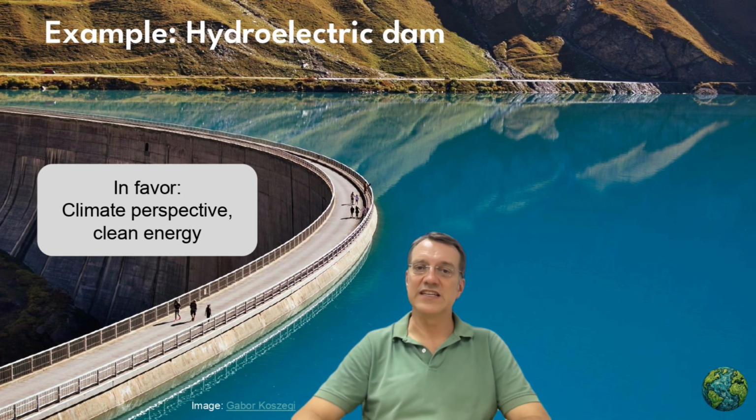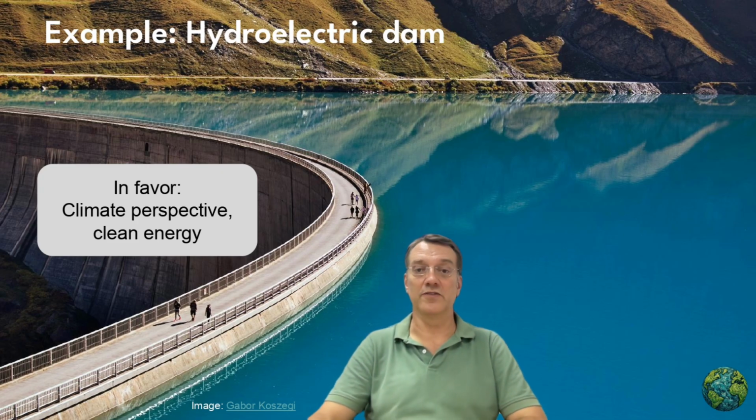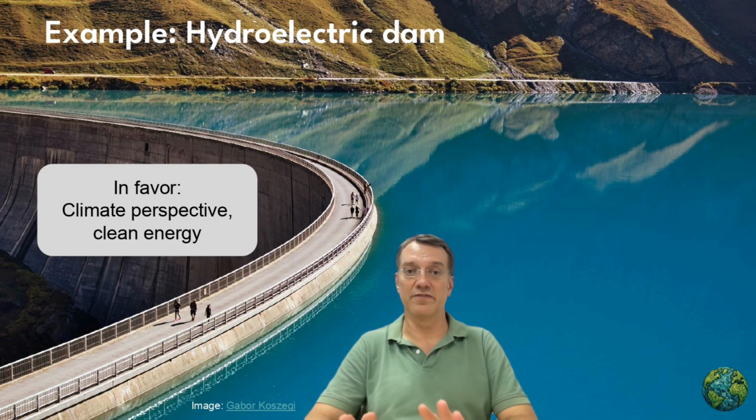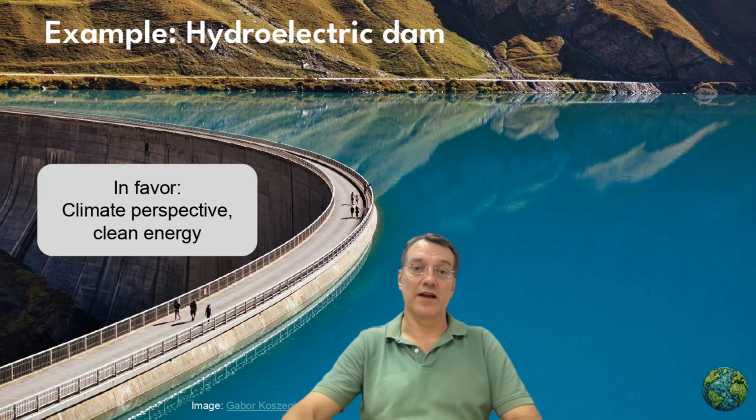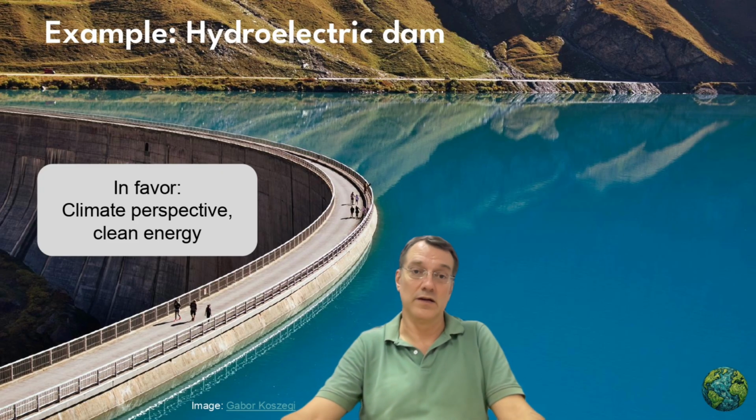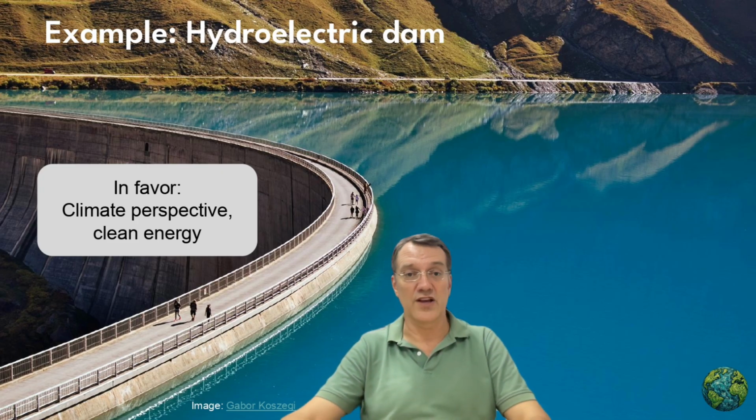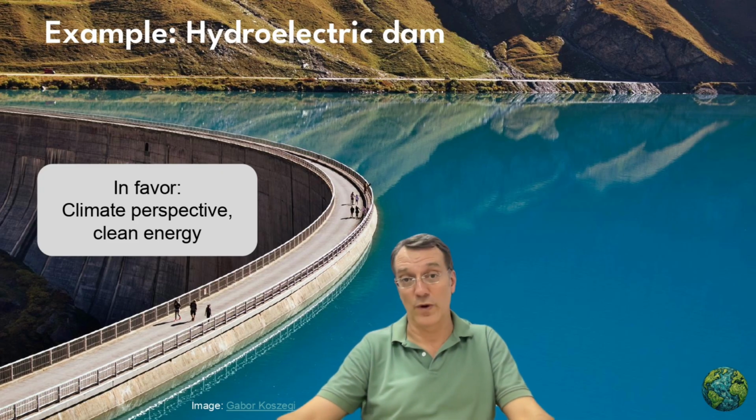Let me walk you through a detailed example of this using hydroelectric dams. We're going to look at the same strategy from multiple stakeholder perspectives so that you can see how the tensions develop. From a climate perspective, somebody might be in favor of building a hydroelectric dam. Why? Well, it generates clean energy without burning fossil fuels. Hydroelectric power doesn't produce greenhouse gases while it's operating, so it helps to address climate change. And if you care most about reducing carbon emissions, a dam looks like a great solution.